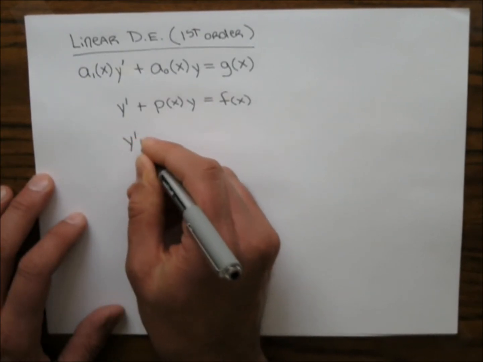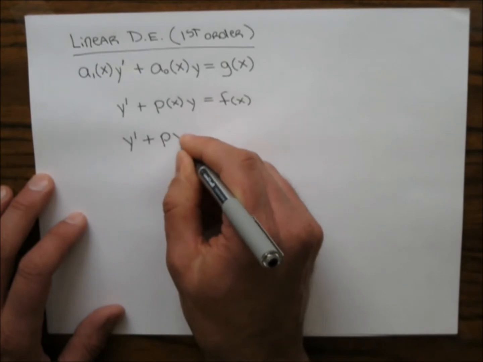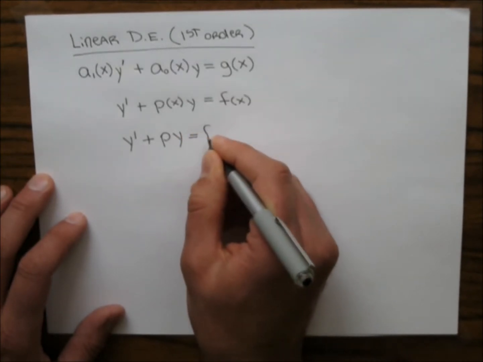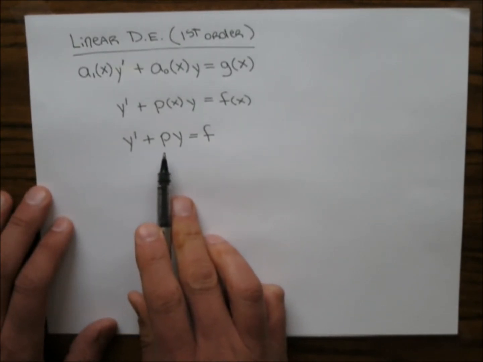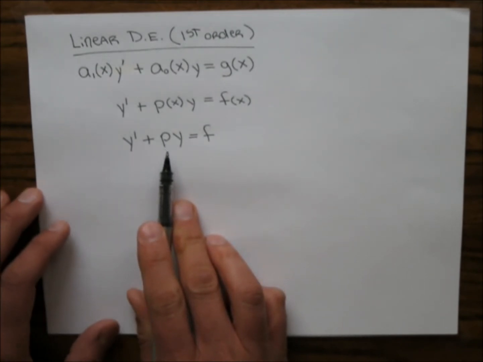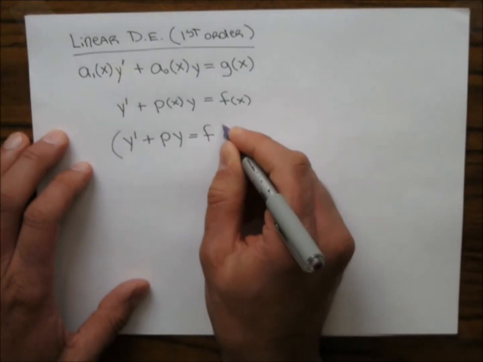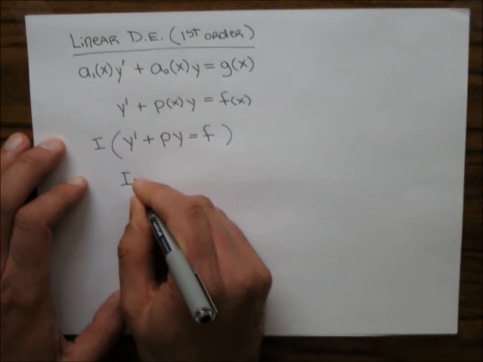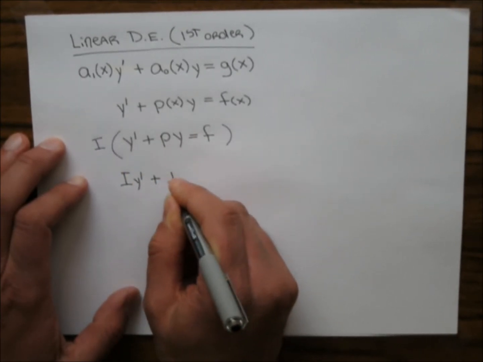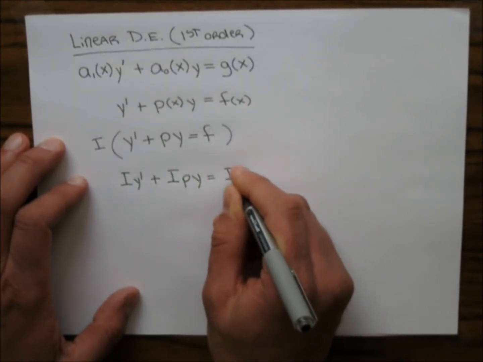I'm going to go ahead and rewrite this so it doesn't say p of x, but we're going to remember that p is a function of x, and so is y, by the way. And this equals f. So what the method of the integrating factor is, we are going to look for the integrating factor of p. The integrating factor of p, we said, was this function called I. So I'm going to multiply both sides of this equation by I. So I have I y prime plus I p y equals I times f.